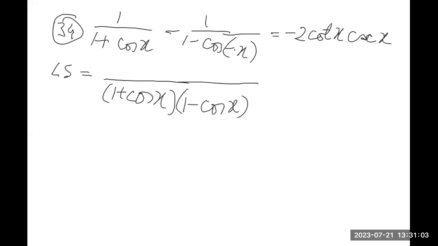So the first numerator would be 1 times 1 minus cosine x, which is just 1 minus cosine x. And the second numerator would be 1 plus cosine x. Now, because of the negative sign, both of the terms will become negative. So that's what it ends up as. Now we can cancel the two ones and combine the two cosine x's.